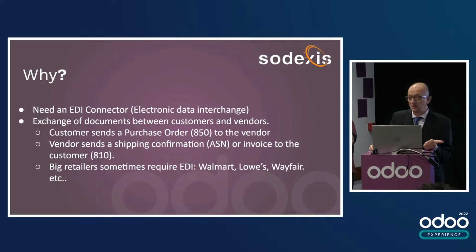So, for example, the customer is going to send a purchase order, the so-called 850 document, to the vendor, and then the vendor will also send back documents to the customer, such as the ASN, the shipping confirmation, or an invoice document, the 810. Okay, and in the US, big retailers sometimes require EDI if you want to work with them, like Walmart, Lowe's, Wayfair, and so forth and so on, and I'm assuming it's the same in Europe, okay?